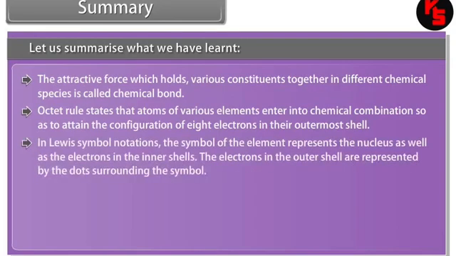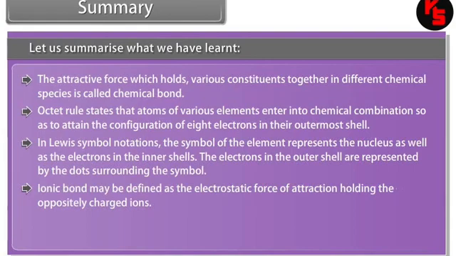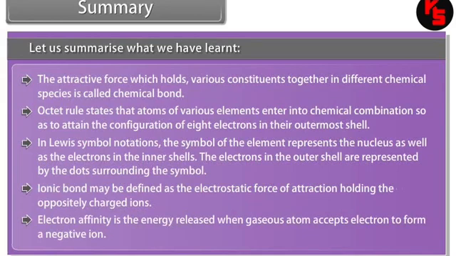In Lewis symbol notations, the symbol of the elements represents the nucleus as well as the electrons in the inner shells. The electrons in the outer shell are represented by the dots surrounding the symbol. Ionic bond may be defined as the electrostatic force of attraction holding the oppositely charged ions. Electron affinity is the energy released when gaseous atom accepts electron to form a negative ion.